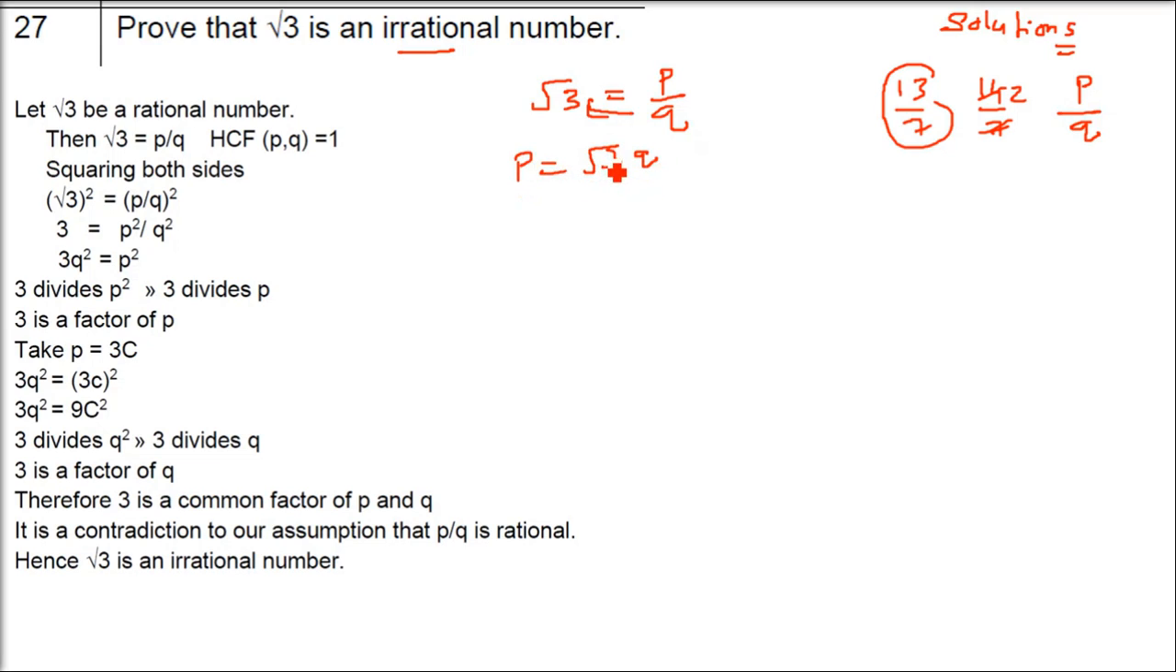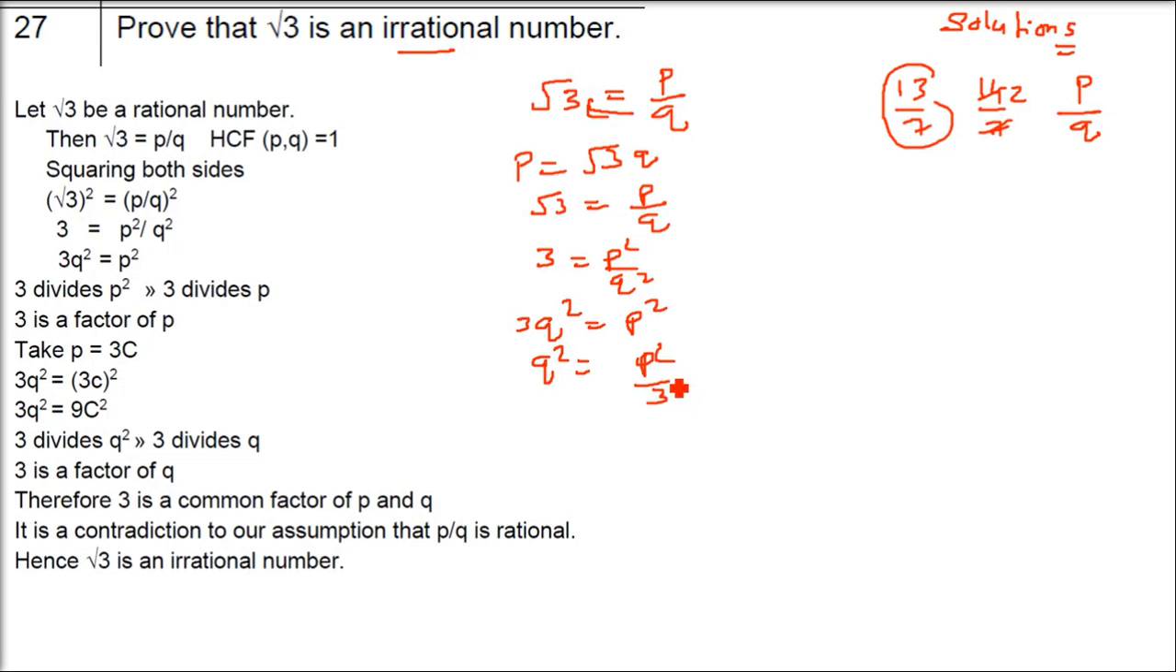So when you cross multiply, root 3 is p by q, or in any way you have to prove that 3 equals p square by q square, or whichever way you take. Finally, you have to show that 3 divides p square. What I am saying is q square equals p square by 3.